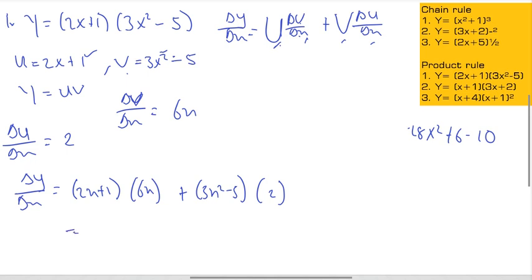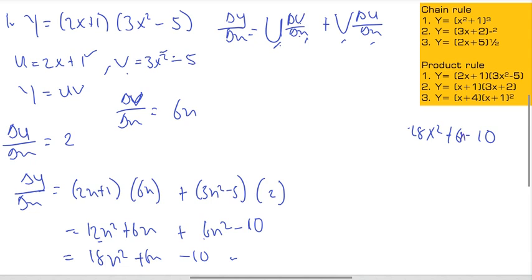2. So here we are going to have 6 times, that will be 12x squared plus 6x. That will be plus 6x squared minus 10. So now let's simplify this expression. Here we have 12x squared, 6x squared, that will be 18x squared. Then we have plus 6x minus 10. And this is our final answer.